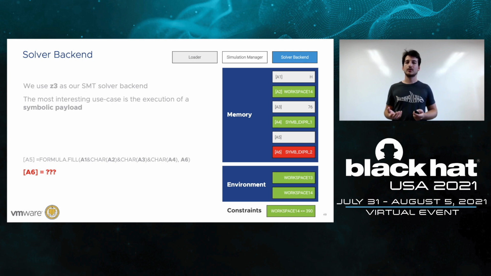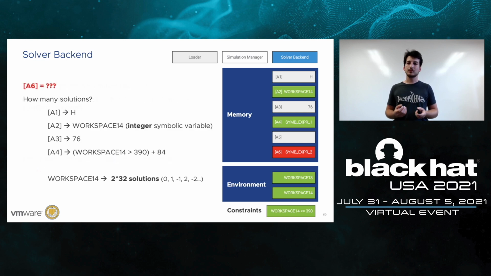A6, however, contains a symbolic expression, and we don't know yet how to execute a symbolic expression. Obviously, the solution for this is to concretize the values and generate multiple possible concrete solutions that we will later execute in our symbolic execution engine. However, how many solutions do we have here?